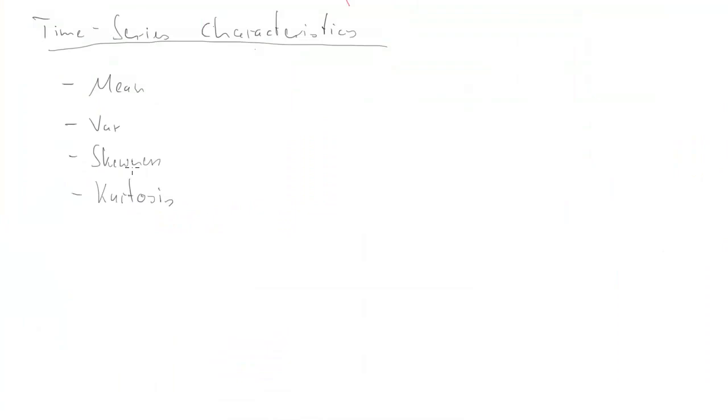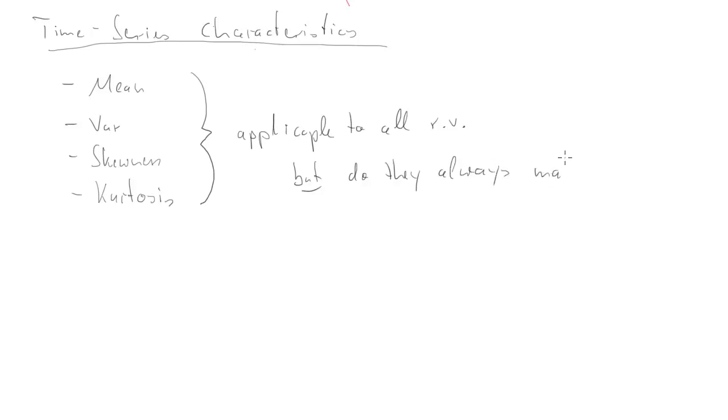Now these common characteristics are applicable to all random variables, but do they always make sense? And the answer to this, as I just gave, is no. Okay, so there's another particular property of time series which I need to talk about, and that's what we call autocorrelation.